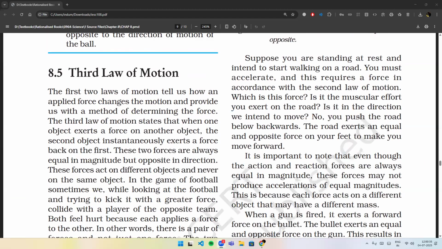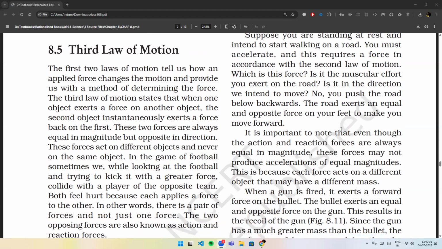Third law of motion. The first two laws of motion tell us how an applied force changes the motion and provide us with the method of determining the force. The third law of motion states that when one object exerts a force on another object, the second object instantaneously exerts a force back on the first.